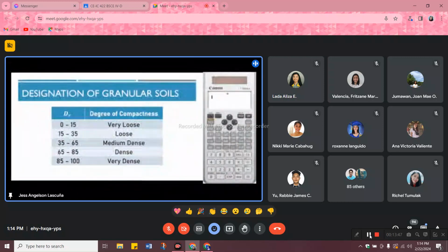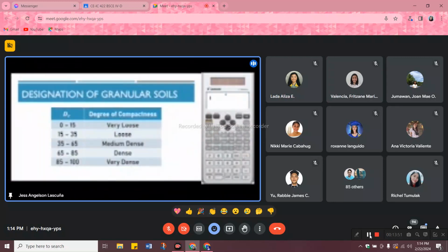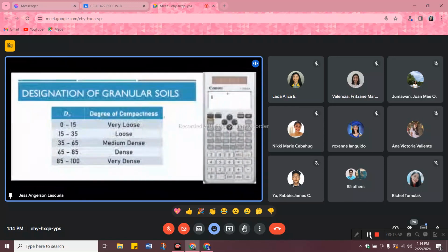0 to 15 are very loose. 60 to 35 are loose. 85 to 100 are very dense. So meaning, we will use the formula: Emax minus E over Emax minus Emin.